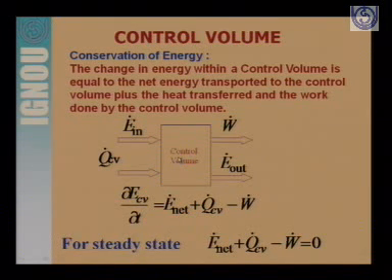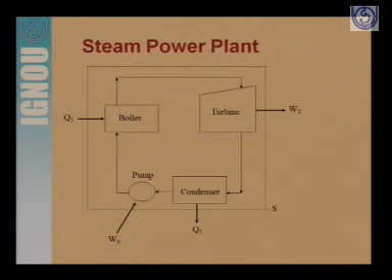If we write down the expression for conservation of energy, d/dt of E_CV, the rate of change of energy inside this control volume, is equal to E dot net plus Q dot CV minus W dot. As we have already discussed, for the steady state condition any property of the system will be invariant with time, or independent of time. In that case, the rate of change of property will be 0. So for a steady state condition, E dot net plus Q dot CV minus W dot is equal to 0.